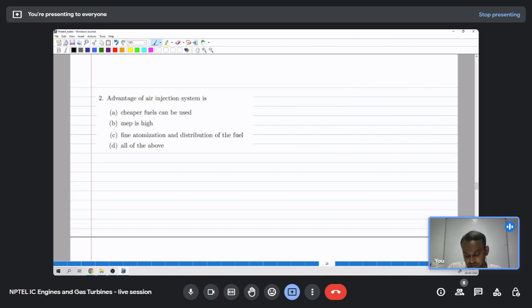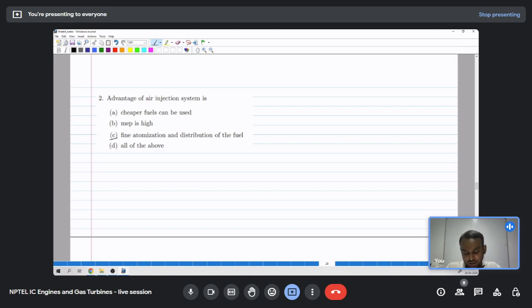Advantages of air injection system: cheaper fuels can be used, MEP is high, fine atomization and distribution of the fuel. Option C, sir. Fine atomization and distribution of fuel. Okay. This is one of the right answers.